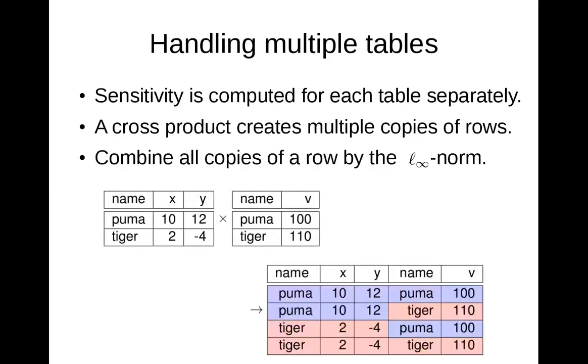Our approach is applicable to SQL workflows and SQL queries that have database joins, and indeed also to joins that use the same table multiple times. In this case, we can think of just having multiple copies of the table, so we compute the sensitivity for each table separately, and we can combine all copies of a row using the infinity norm. Again, this is explained in more detail in the paper.